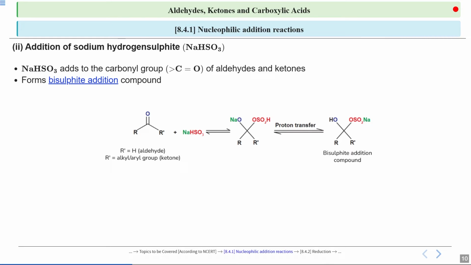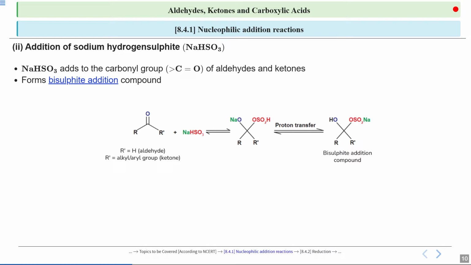Now look at this particular reaction. Sodium bisulfite gives HSO3 minus ion in solution. The sulfur atom in HSO3 minus has a lone pair. Now imagine, if sulfur has a lone pair, where will it attack? It will attack the carbonyl carbon.